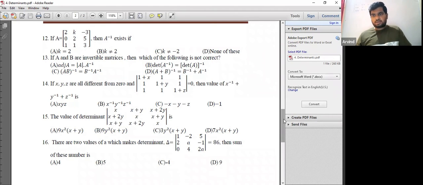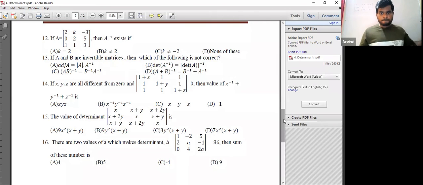That is also correct. Then I had written the formula, determinant of A inverse is equal to determinant of A whole to the power -1. And AB whole to the power -1, that is AB inverse, is equal to B inverse A inverse. That is also correct. But A plus B inverse is B inverse plus A inverse. That is also correct. Okay, then I'll just check with this.